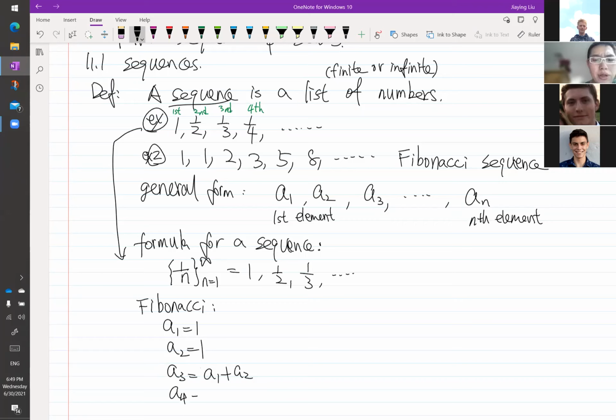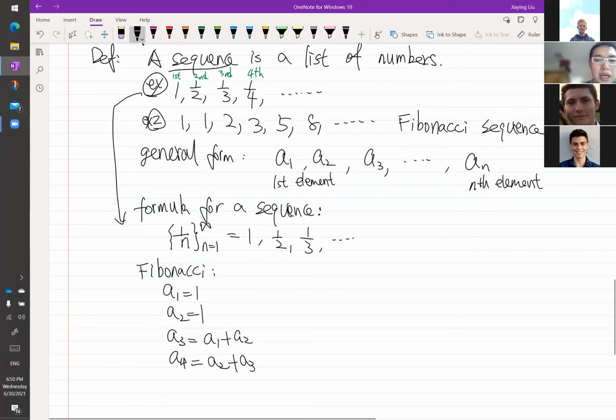And the fourth element, A4, is 3. So that's 1 plus 2, the previous 2 added. So I can write it as A2 plus A3. And A5, which is 5, is 2 plus 3. So that's A3 plus A4. Hopefully you can see that except for the first 2 elements, starting from the third one, they all have this pattern of adding the previous 2, like Aiden said.